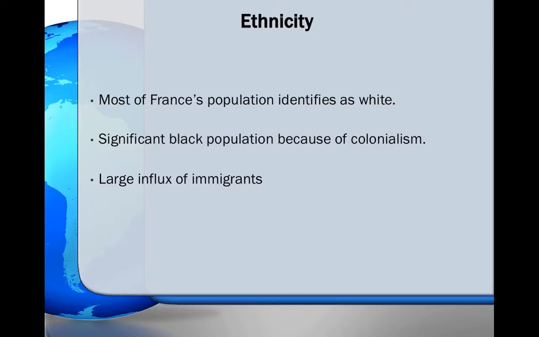What's more, France is seeing a large influx of immigrants who are coming into the country because of strife and economic and political turmoil throughout the world.